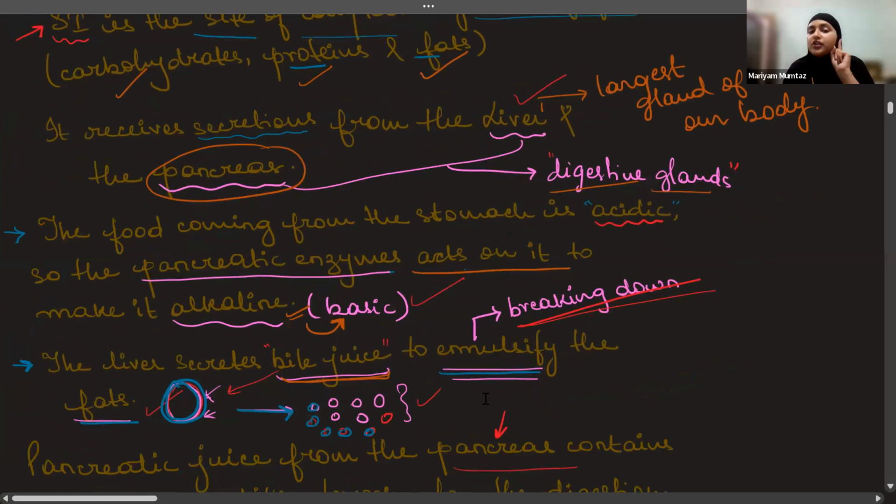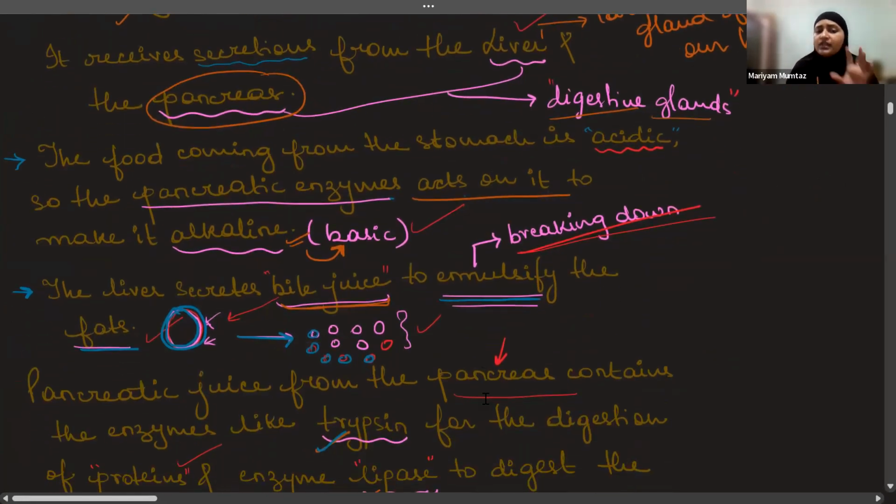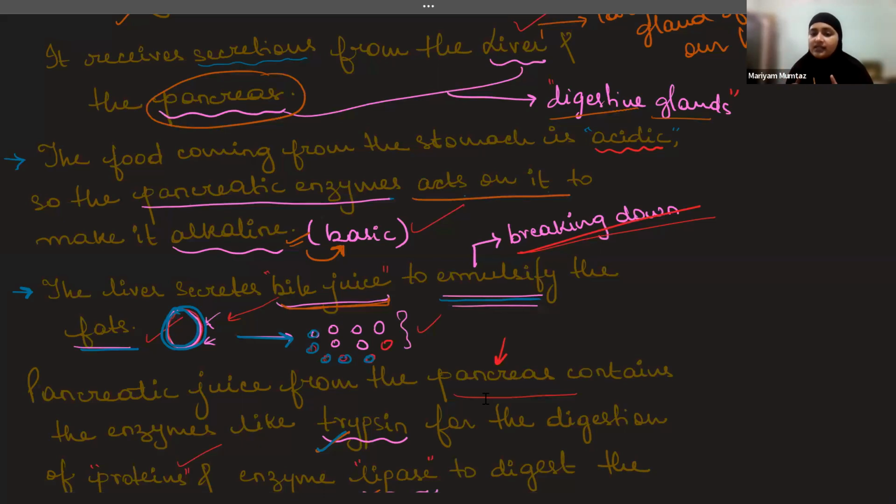Then the secretion from the liver is the bile juice. Now, this bile juice has no digestive property. It does not digest anything. But what it does is that it emulsifies the fat. Emulsification of fat, what is that? Breaking down the fat into smaller globules. For example, initially if the fat is this big, then the bile juice would act on it and make it into several smaller pieces so that it gets digested easier. Clear?